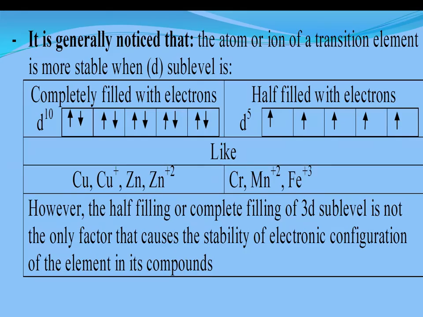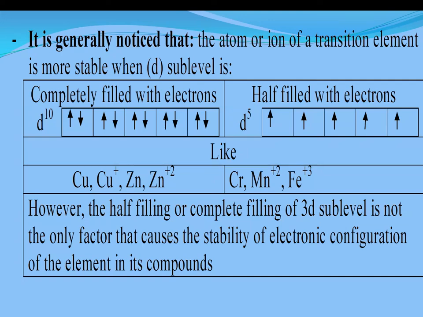It's generally noticed that the atoms or ions of transition elements are more stable when the d sublevel is completely filled with electrons as d10 or half filled as d5. For example, we get copper ion positive 1, zinc ion positive 2. All of those are stable conditions. Half-filled examples are the chromium atom, manganese ion positive 2, and ferric ion.